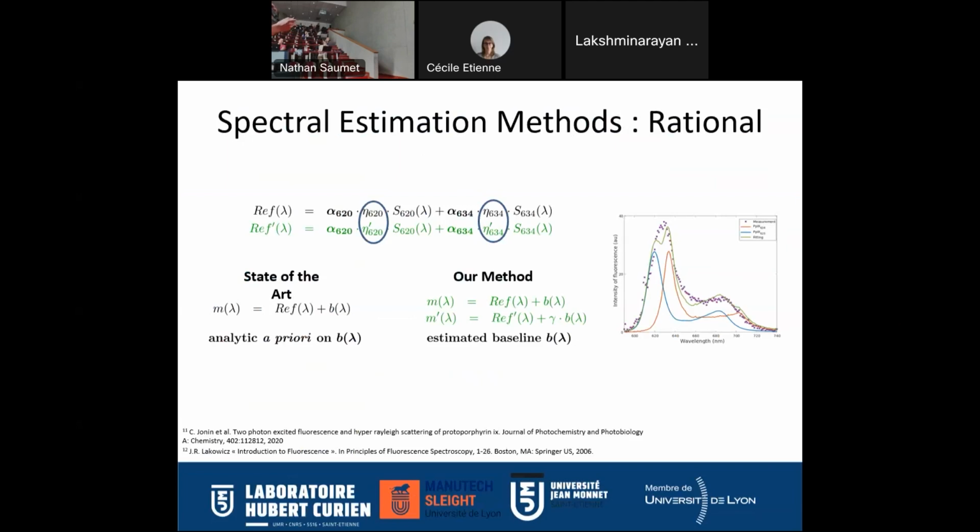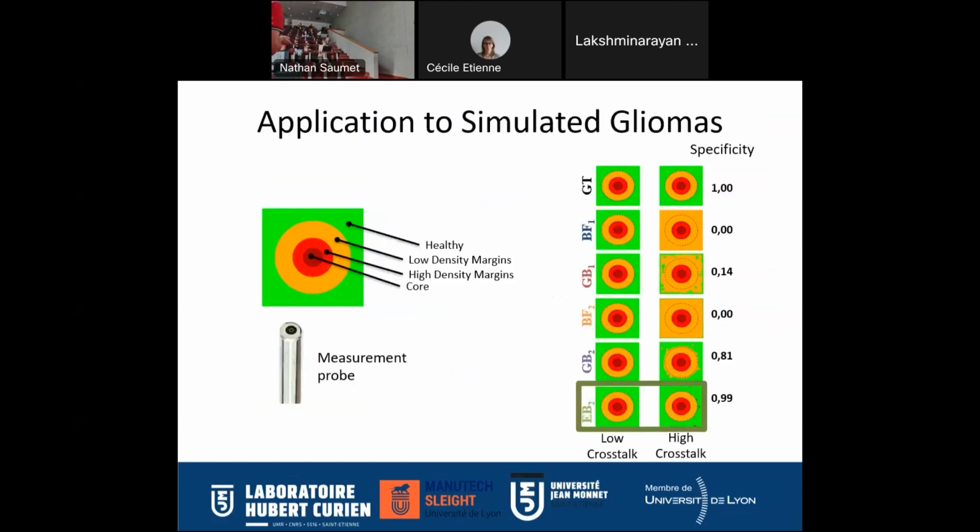And thus we are able to estimate the spectral shape of all the other fluorophores that are naturally present inside our measurements. But we only assume that the spectral shape of the endogenous fluorophores remains constant between the two excitation wavelengths. And we demonstrated on simulated glioma that it works pretty well. Here you have a simulated glioma. Each color corresponds to a distinct pathological category of the tissue.